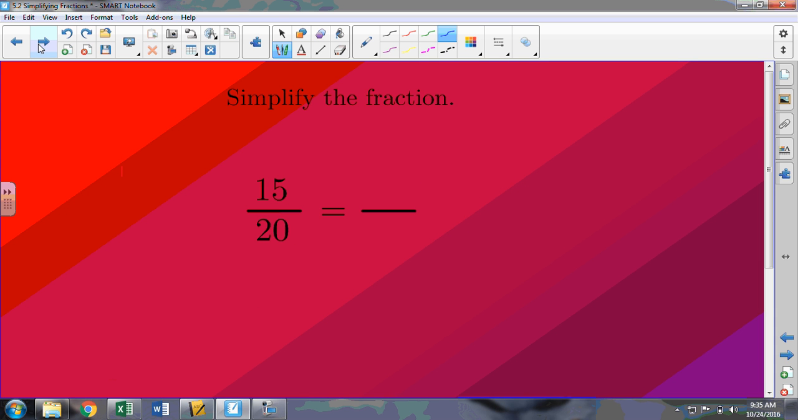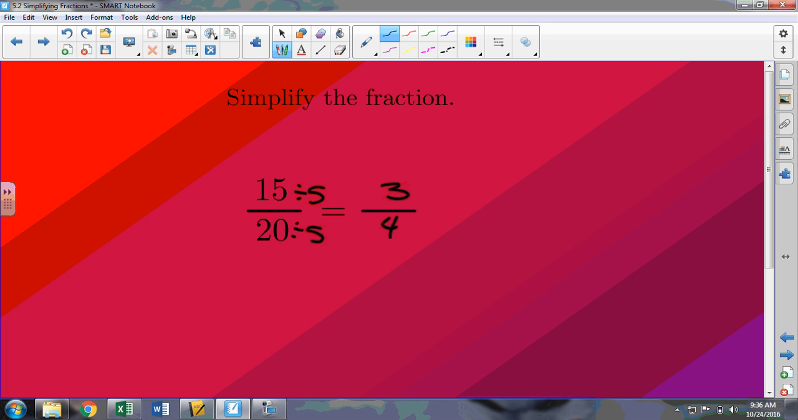So what do you think? 15 over 20. Do you want to simplify with multiplication or division? If we choose dividing, we'd have to look for a number that divides into both. If you recognize 5, if you can look at the numbers and see that 5 goes into both of them, dividing is a good strategy to use because you can simply divide it out and get 3 over 4.